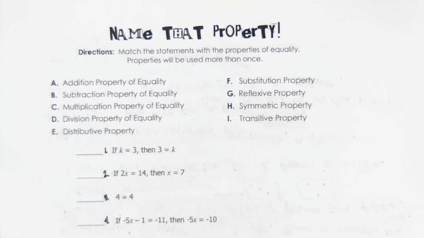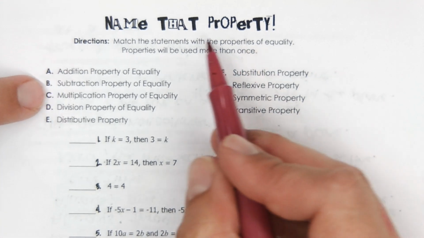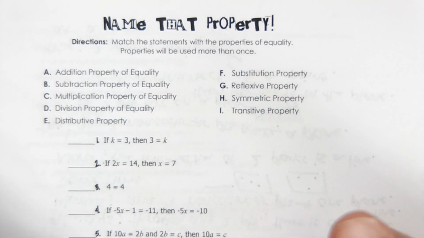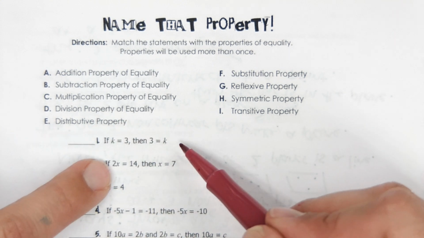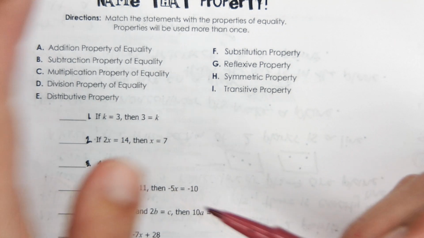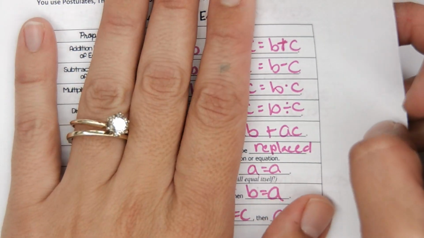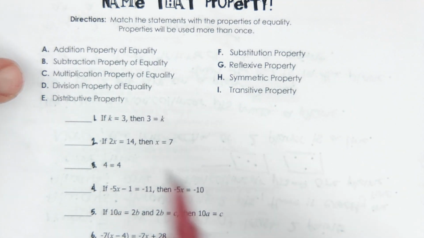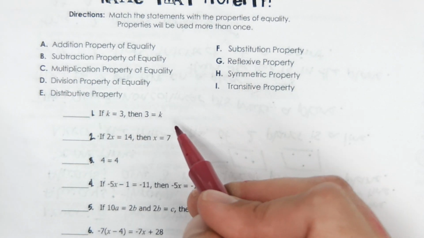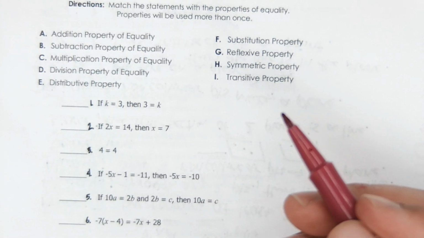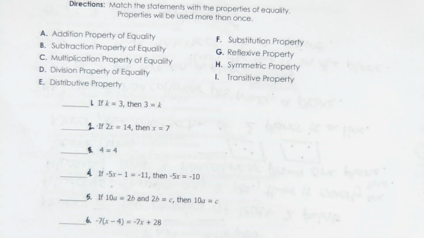Okay, so on this page, it says name that property. They're going to give you a bunch of different situations, and you have to name the property that they're showing. All the properties here are the same ones that we saw in this chart, so we'll be referencing this a little bit. Also, I know that there's letters next to these, but I want you to write out the property because it'll help you learn it and remember it as we're doing this.